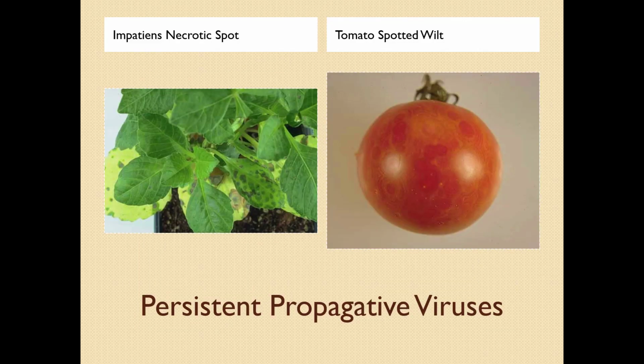Okay, so here's some persistent propagative viruses. We've got impatiens necrotic spot, another one that's very common and in other types of plants. Tomato spotted wilt also.